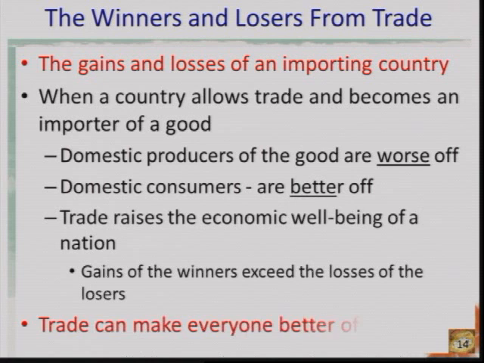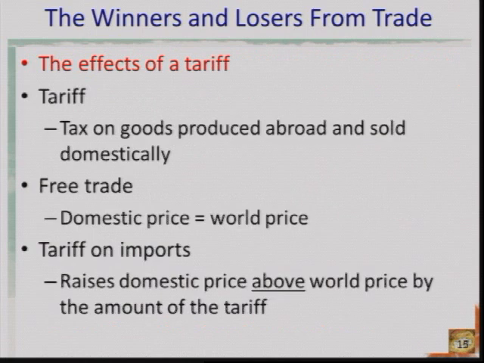All right, so now we're going to add something on. We're still talking about imports, a cheaper product elsewhere and bringing it in here. But now we're going to talk about a tariff. A tariff is a tax. We've talked about taxes before, and we know that they shrink the market. But now we're going to look at tariffs as applied to this chapter, international trade. So a tax on an import.